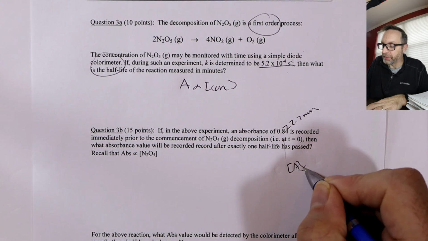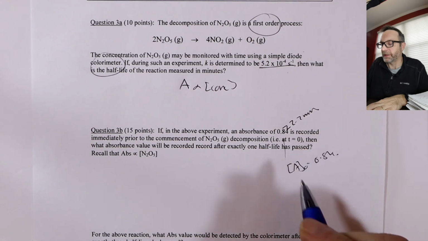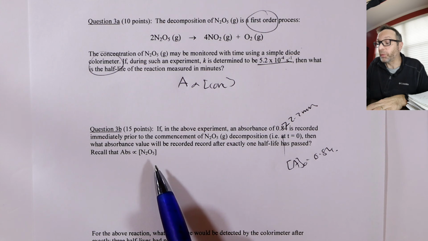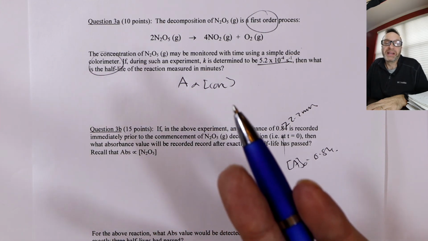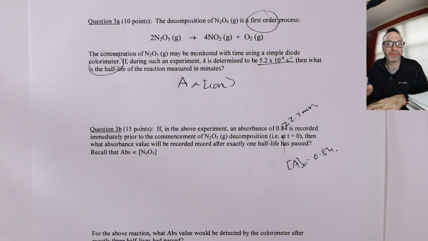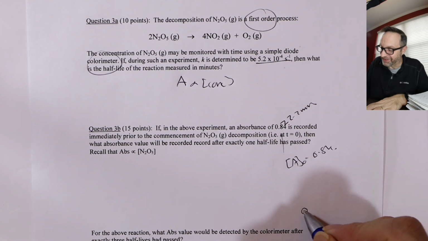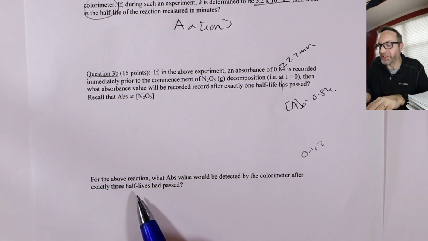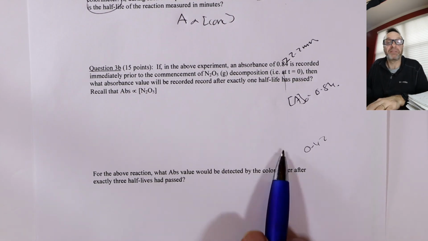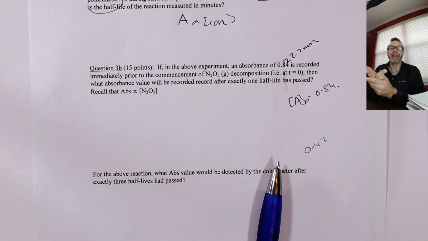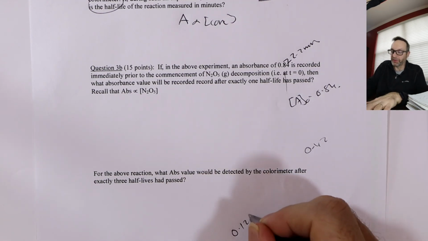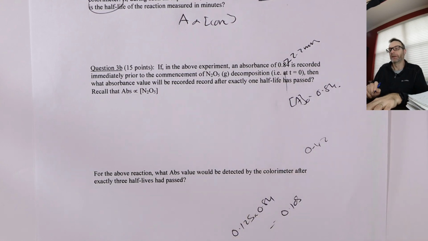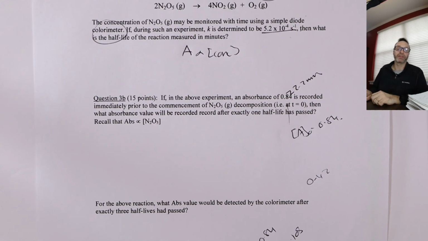Now, if in the above experiment the absorption was 0.84, so if you like A0 equals 0.84, what would the absorption value be after one half-life? Half as much. So what's half of 0.84? 0.42. Absorption is just a fraction, so no units. In the above reaction, what absorption would be recorded by the colorimeter after 3 half-lives? 3 half-lives means half, quarter, eighth, so it's going to be 0.125 times 0.84, which equals 0.105. Hopefully that's easy. It's a nice easy one to finish.